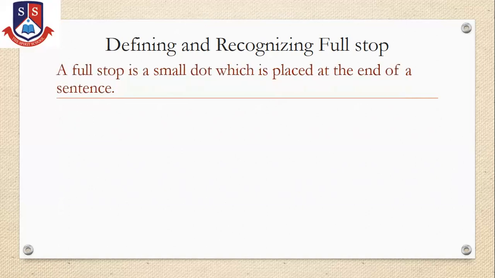What is full stop? A full stop is a small dot which is placed at the end of a sentence, right? And what does a full stop look like? It looks like a round ball, right? It is always placed at the end of a sentence. It shows that a sentence is ending, right? It is finishing. There is nothing more after this sentence.